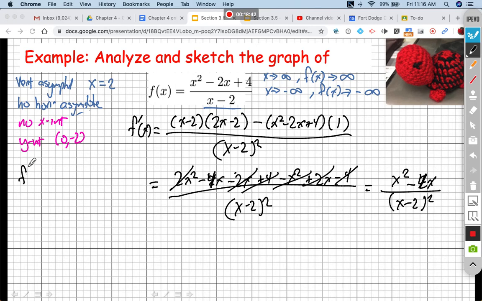So my first derivative is going to be x times x minus 4 over x minus 2 squared. Or I could write that as x squared minus 4x. When I go to the second derivative, it might be easier to leave it that way. I'll maybe do it the other way.